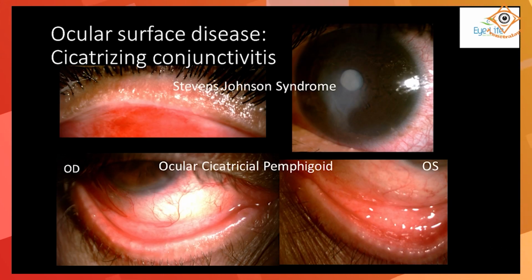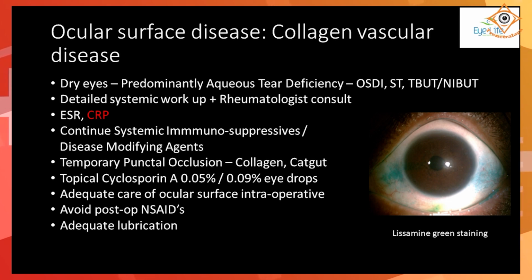The third segment is ocular surface disease. I have divided this into 3 parts. These are the eyes with cicatrizing conjunctivitis, like the top picture, an eye with limbal keratinization. This is Stevens-Johnson syndrome, and you can see the scar there. In the lower pictures, the right and the left eye, you can see the significant fornical shortening in the right eye, again signifying ocular cicatricial pemphigoid. These are very difficult cases. It is better you refer them to an ocular surface specialist for the cataract surgery.